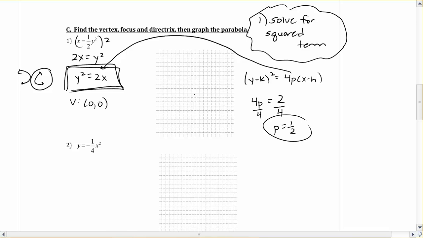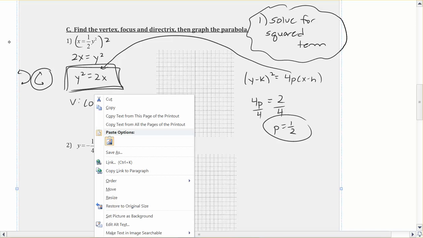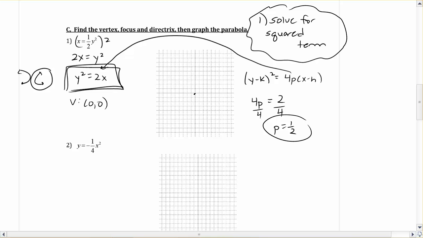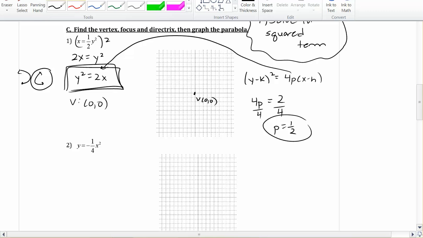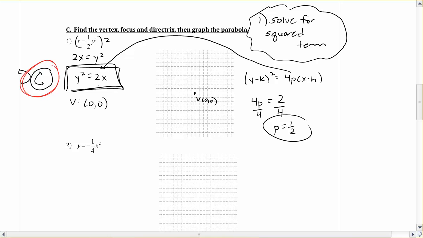So let me go ahead and draw in my vertex. Here's my vertex. Now I know it's very small, but my focus is going to be 1/2 unit away. Just be careful. You might ask, where do I put it? This is where you need to remember that if it's a y squared and this is positive, my graph is going to be opening up to the right. So I know my graph has to be going this way. Let me go ahead and draw that in. I know my graph is going to have to look like this.